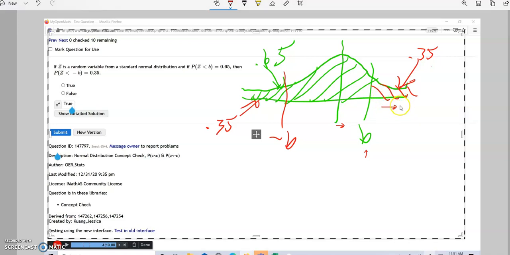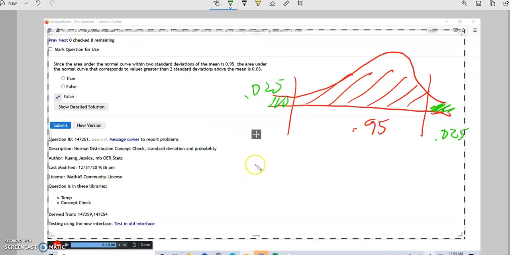Well, if we know that the probability of greater than B is 0.35, we must also know that the probability less than negative B is that same 0.35. So the answer is true. I think a lot of these are true, but it's important to understand why. If I were you, I would guess true if I wasn't sure, but I wouldn't count on it every time. But a lot of these are true.